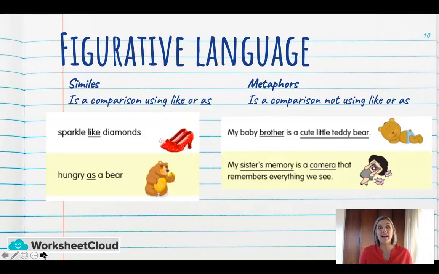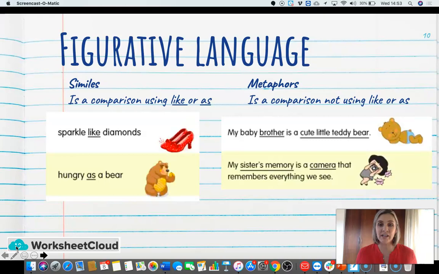So let's start off with our comparisons. So you've got similes and metaphors. They're both comparisons, but similes, remember, use the words like or as. And as you can see in the picture, the shoes sparkled like diamonds. And then, I was as hungry as a bear, using the words like or as. And then we've got metaphors. And metaphors are also a comparison, but you don't use the words like or as.